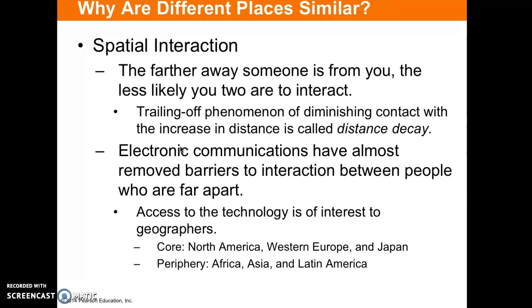And we'll go over distance decay a little bit more in class. I know that your book talks about friction of distance and Tobler's law, and we'll go over that in class together. So that won't be on your quiz.